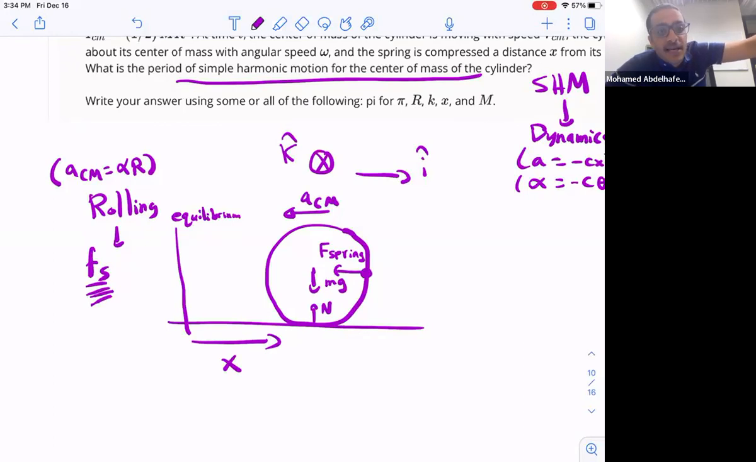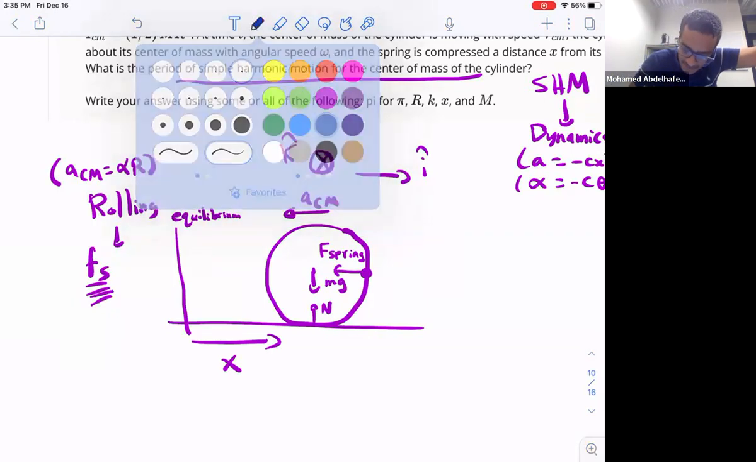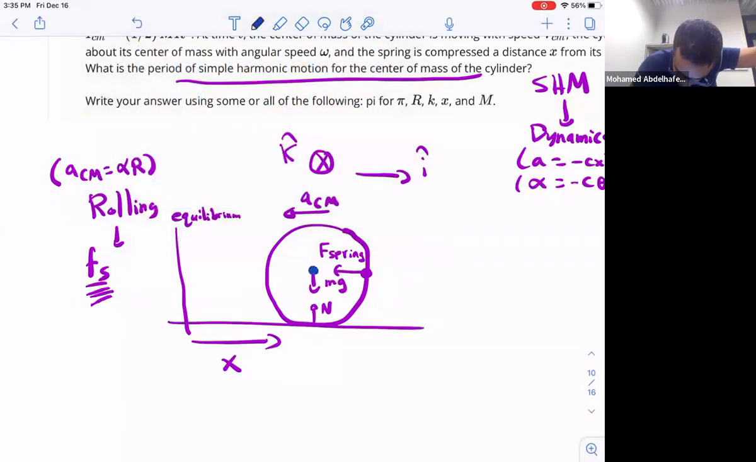But look at the free body diagram right now and tell me what force so far is creating torque about the center of mass. For alpha to exist, there must be a net torque about the center of mass, because torque_CM is I alpha. Okay, so if you look at the spring force, it is actually pointing towards the center. The center of mass is right here.